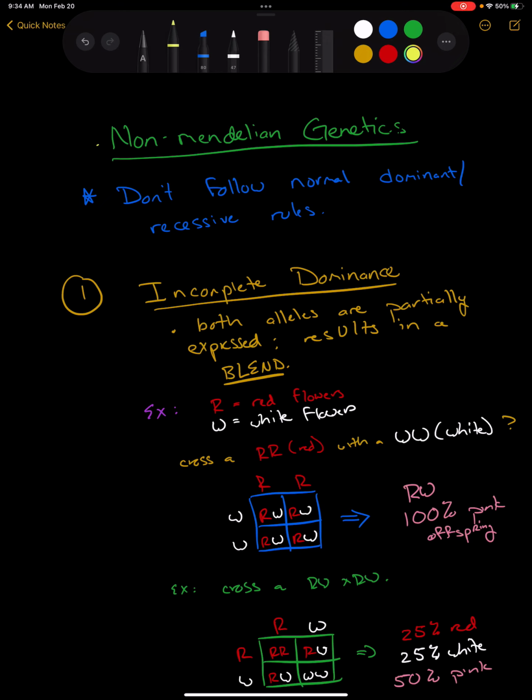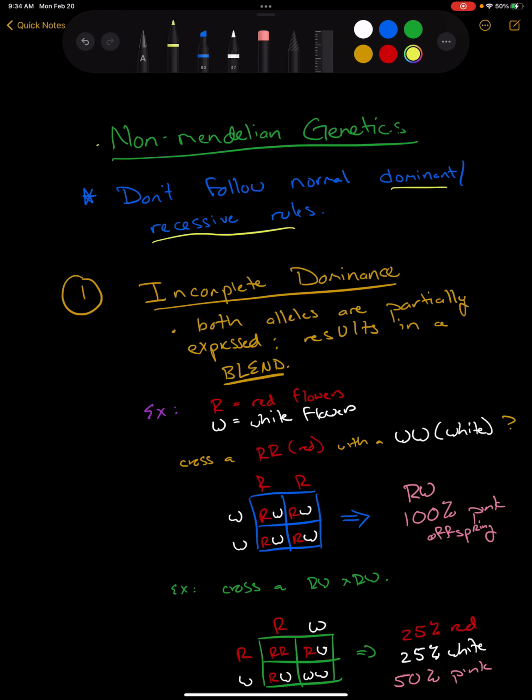Okay, guys, let's talk about non-Mendelian genetics. Now, non-Mendelian genetics are part of the genetics that don't follow the normal dominant recessive rules. Because remember, everything up until now, it's either been one or the other. You either have the trait or you have a different trait, right? But we know that that's not the way the world works.